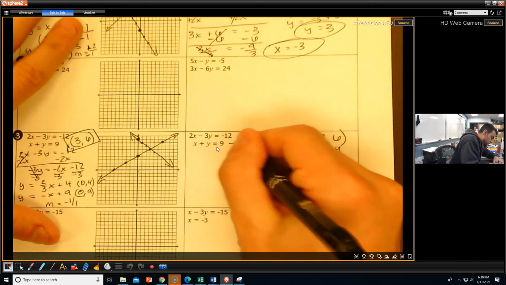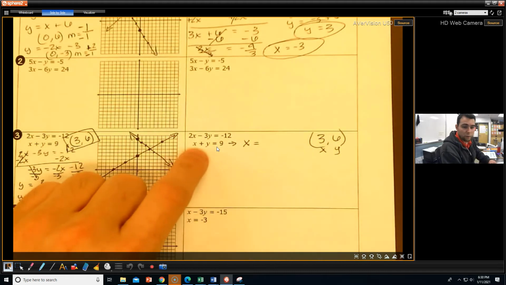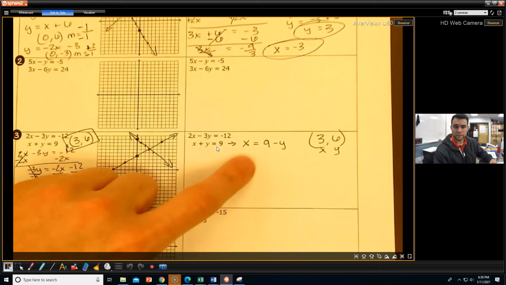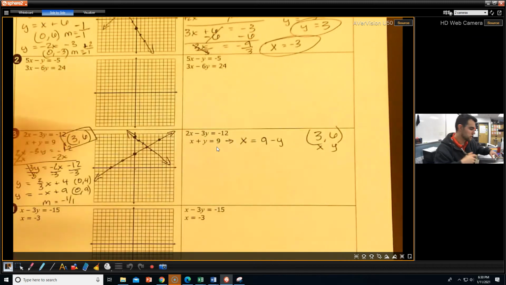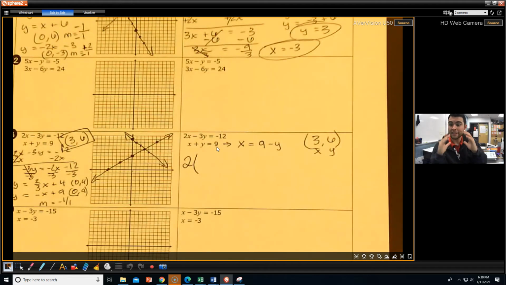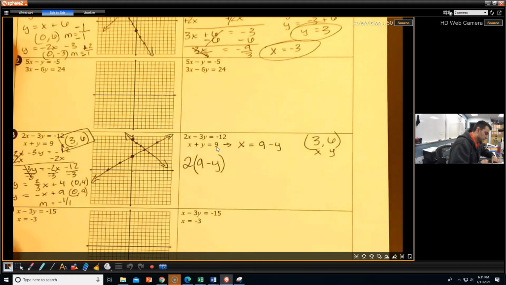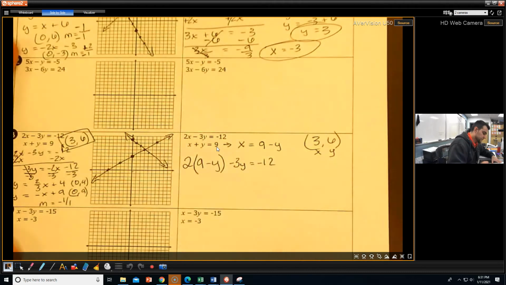So I'm going to change this guy to x equals, and I'm just going to subtract y from both sides and get 9 minus y, like that. So now I could take that x, and I can plug it in for x in this equation. Let's do that. So 2 times, well, x is that entire thing, it's 9 minus y. And then that's minus 3y equals negative 12.